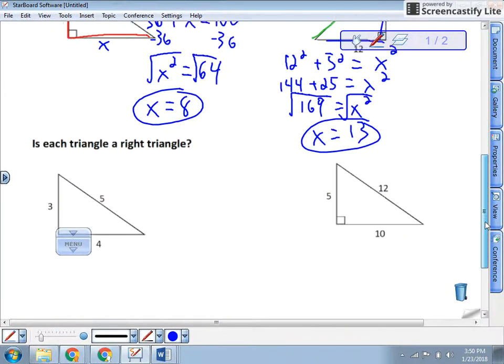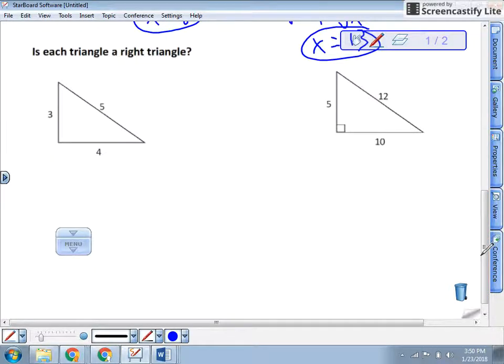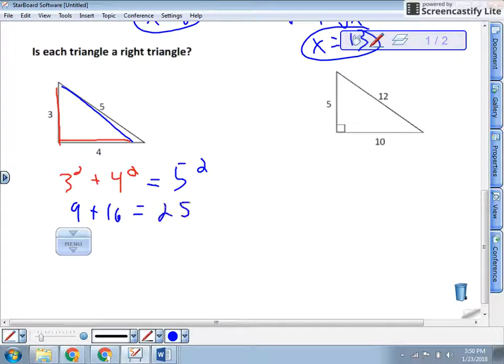Now, they might ask, is each triangle a right triangle? Basically, if the Pythagorean theorem works, then yes. If the Pythagorean theorem does not work, then no. So just set it up. Here are our legs, 3 and 4. So 3 squared plus 4 squared. Does that equal our hypotenuse of 5 squared? So 3 squared plus 4 squared, that's 9 plus 16. Does that equal 25? 25 equals 25. It works, so this is yes.